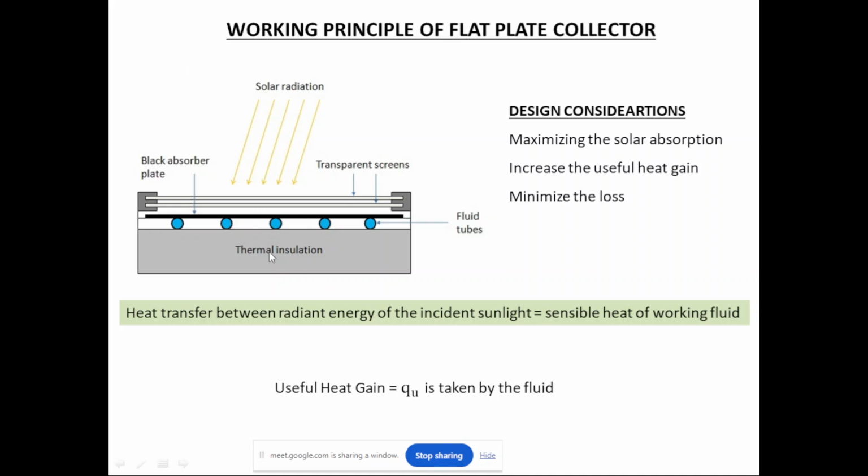And then here you use a thermal insulation, which helps in making sure that whatever amount of heat is absorbed by the flat plate collector does not get lost. It will help in minimizing the losses due to convection and radiation as such. So here are the design considerations.